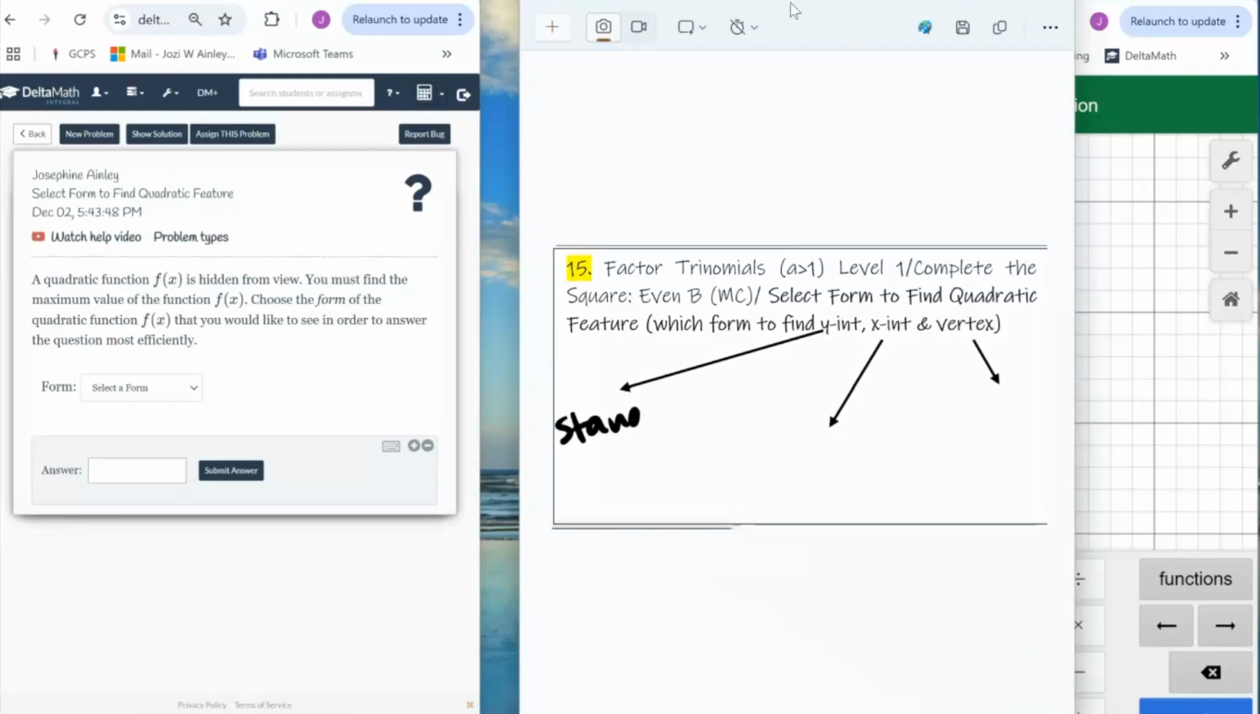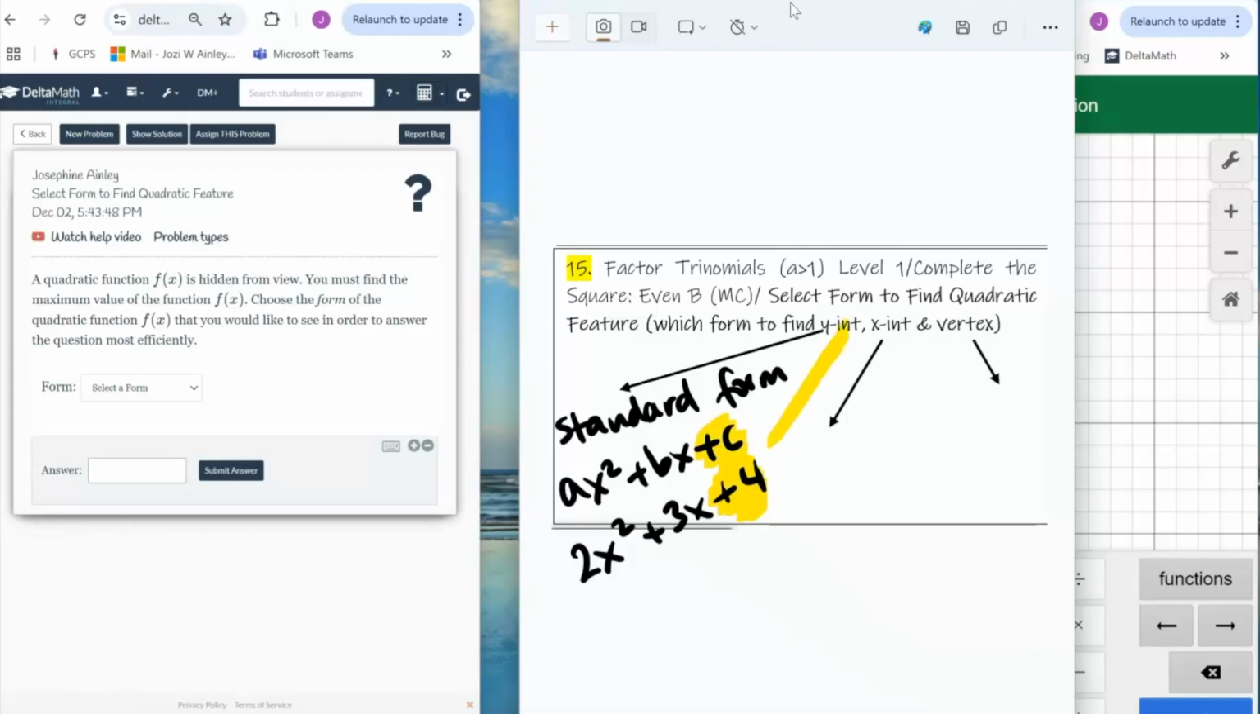So standard form, and that looks like ax squared plus bx plus c. Or you can write it with numbers just so that you understand what that is, okay? So something like that. Something that looks like this. This is how you find your y-intercept. And how do I find my y-intercept? It is c. C is my y-intercept.